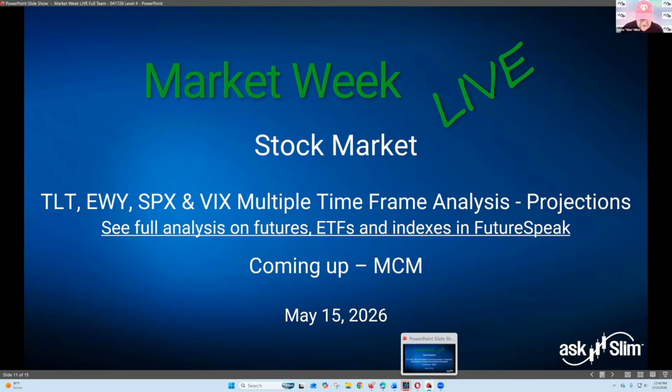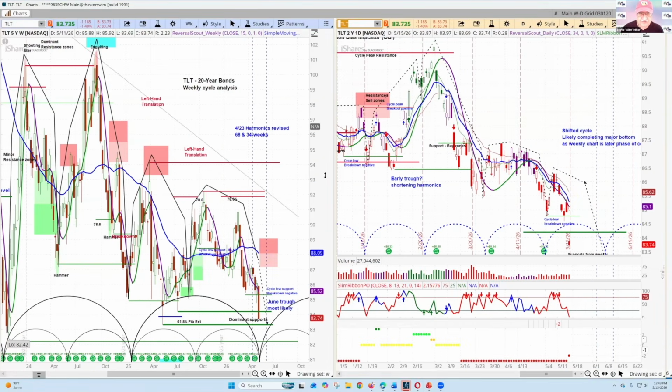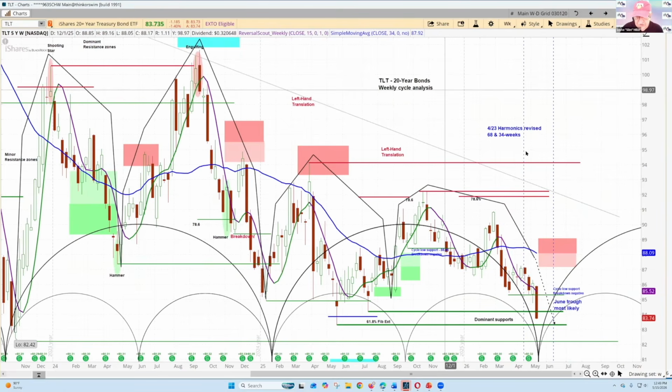We're going to start with TLT. This is the bond market. Now, one of the things that's important in here is that when I look at the weekly chart, I wasn't sure whether there was an early trough forming right over here or it was going to come down into this time frame right over there. We got some firming in here, and the daily chart gave me a sense that it was possible that we were putting the bottom in here.